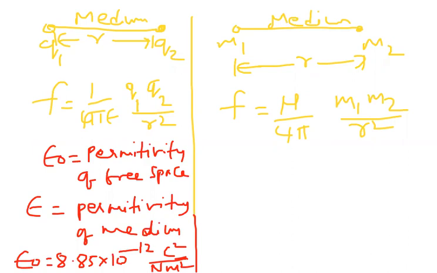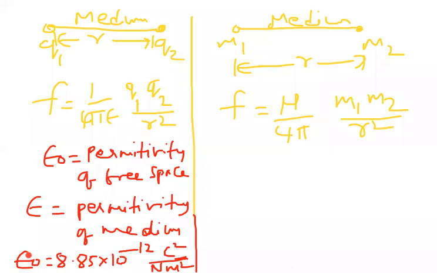Epsilon naught is for the permittivity of free space or vacuum. Just observe carefully: when the charges are separated in vacuum, you have to use epsilon naught. When separated in some medium, you have to take epsilon. This value is not constant; it keeps changing from medium to medium. But the epsilon naught value is the same and will not change. So it is a fixed value.